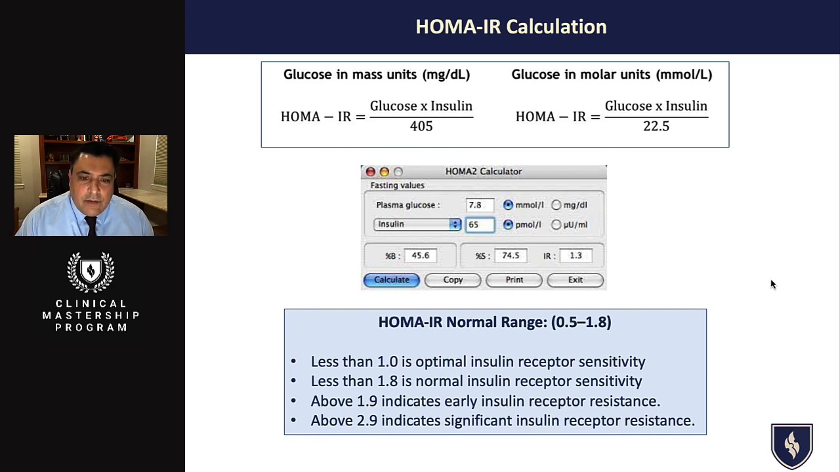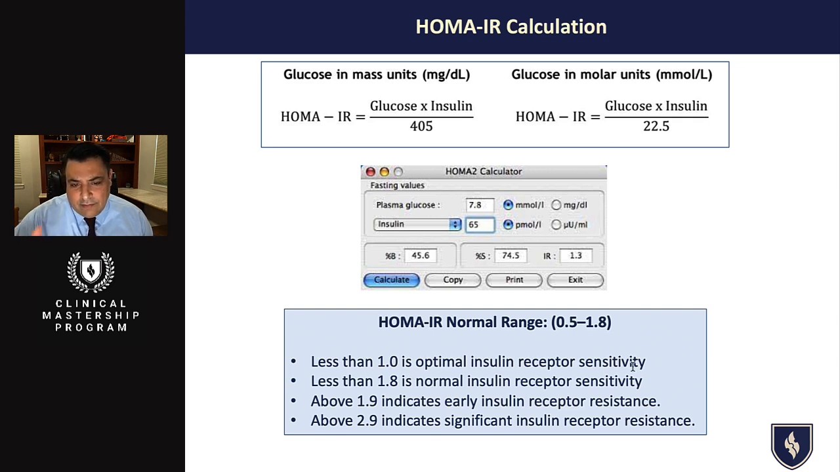Now, when you look at this calculation, the HOMA insulin resistance normal range is from 0.5 to 1.8. There are different research studies showing abnormal HOMA scores for different ethnicities, and they're really looking at these for late diabetes. But as far as the ranges that we're concerned with, which is identifying insulin resistance at the very early stages, we want levels to be less than 1.8. Less than 1.0 is optimal insulin sensitivity.